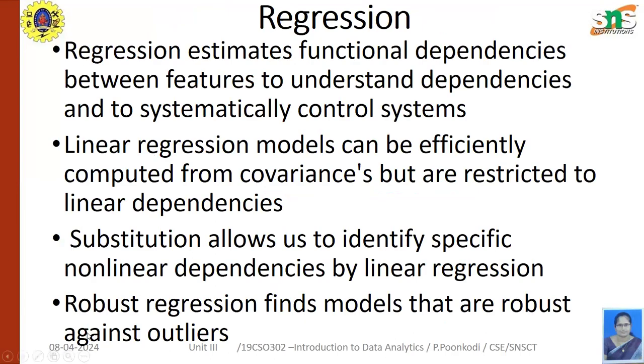Regression will basically be used to estimate the functional dependency between features. The purpose of estimating this is to understand the dependencies between two variables. And also the main purpose of finding this dependency is that it automatically controls the system behavior. Here we have two types of regression: linear regression and non-linear regression.